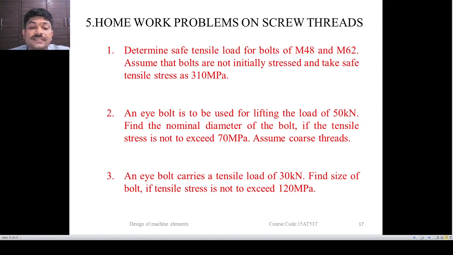An eye bolt carries a tensile load of 30 kN. Find the size of the bolt if the stress is not to exceed 120 MPa. Here also the tensile load of 30 kN is given, and sigma t of 120 MPa is given. Both problems are nearly the same, with similar steps.